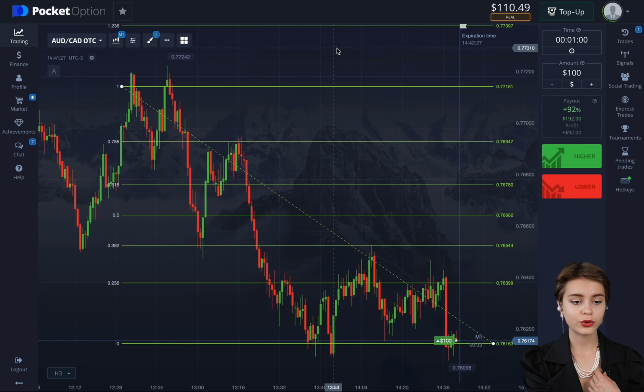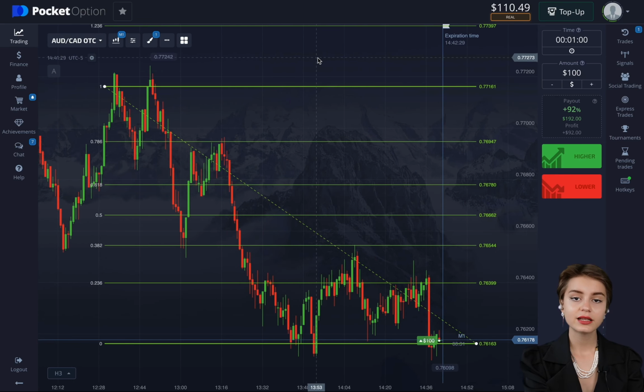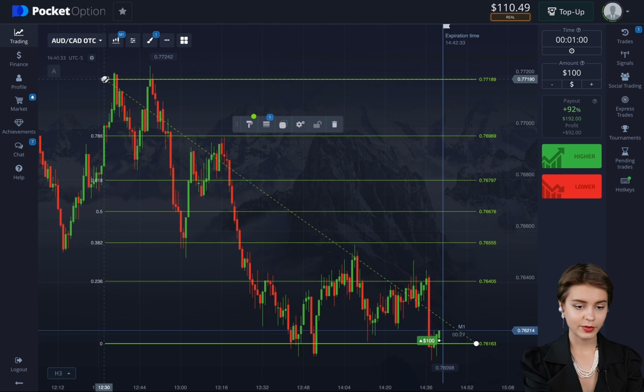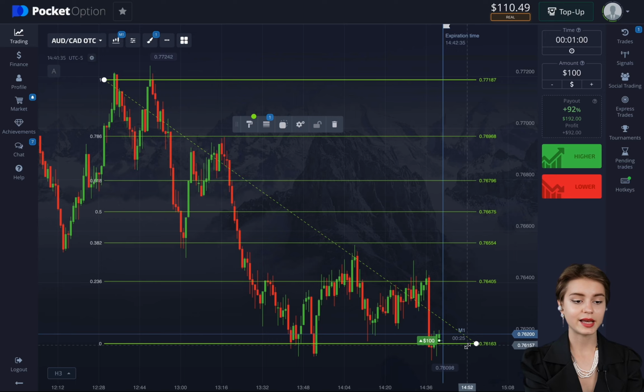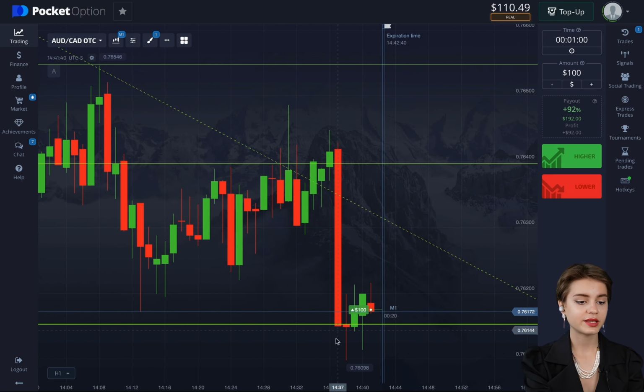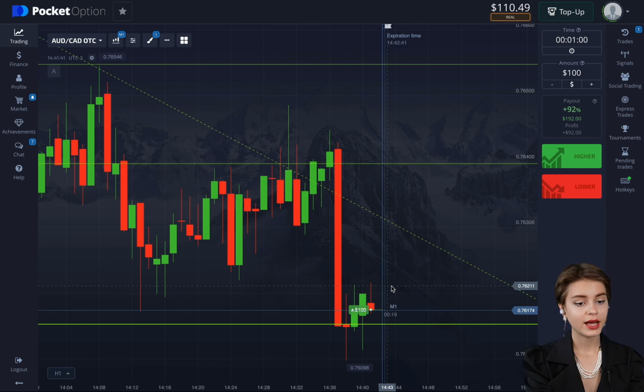Okay guys, we drew a new Fibonacci correction. This time it's a downtrend again, and we place 1 at the beginning of the trend and 0 at the end of the trend. Now the chart is near the 0 mark, the very lower support zone, and I hope we'll get a good reaction from it. So the deal is with higher for $100.